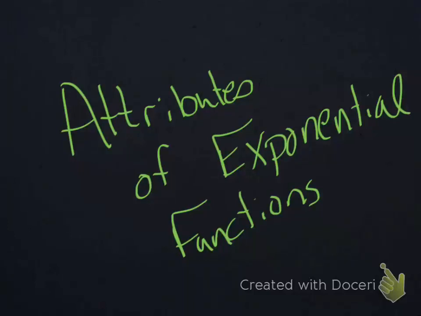Attributes of exponential functions. These are problems in which the exponent is the variable. So far, we've had the exponent be like 2, 3, 4, and so forth. Now our exponent is going to be our variable, and the base is going to be a number. So kind of the reverse of where we've been before.